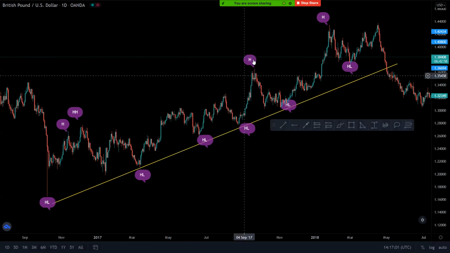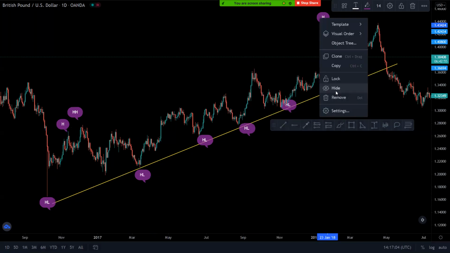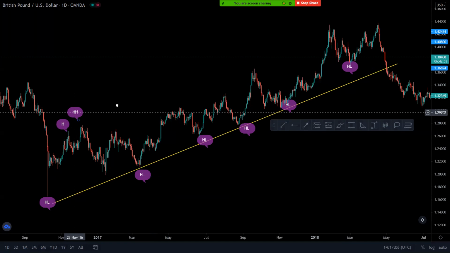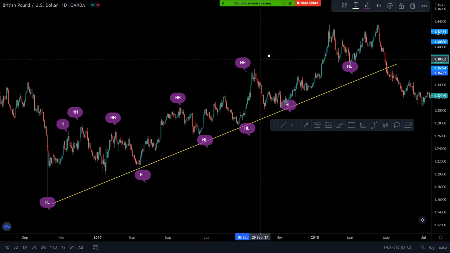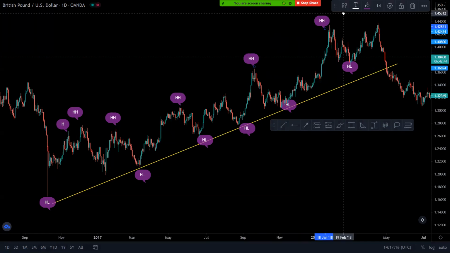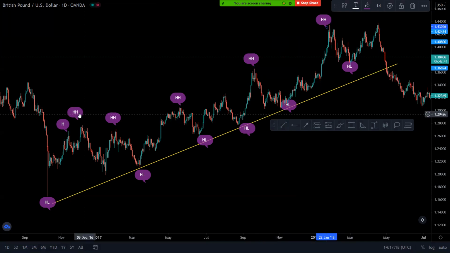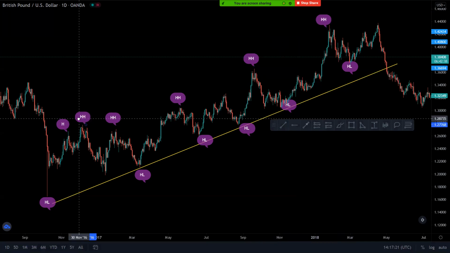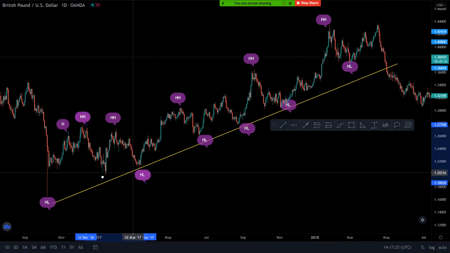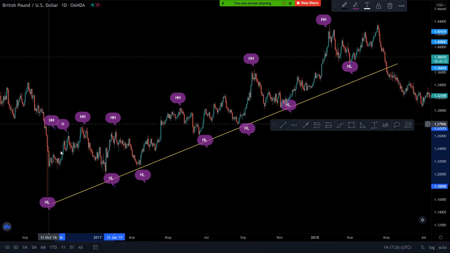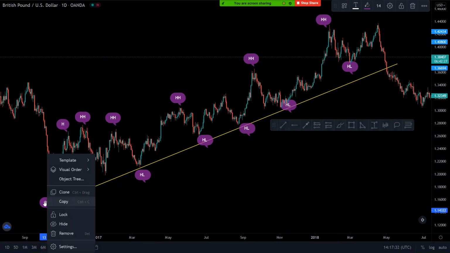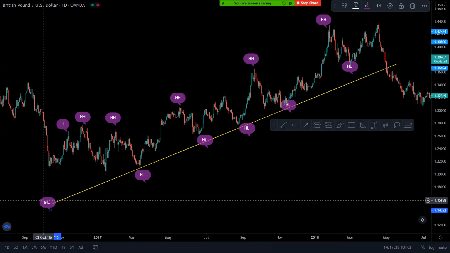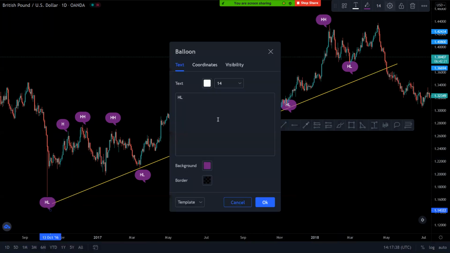Let me remove these ones and copy and paste this one. So I hope you are getting the idea, guys. If you're not, be sure to get in touch with me. Leave a comment so that I get back to you and assist you in whatever way that I can. So yeah, you can see right here, this is a low. This is just a low.